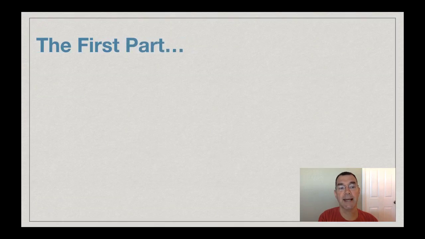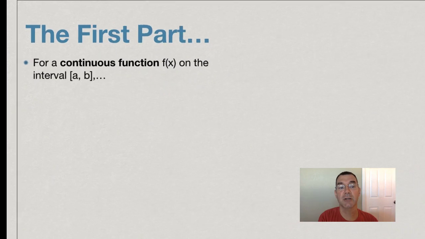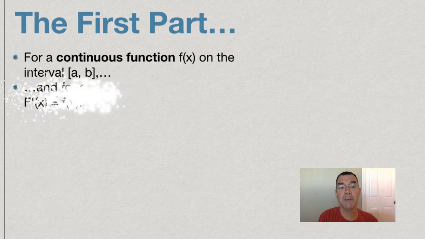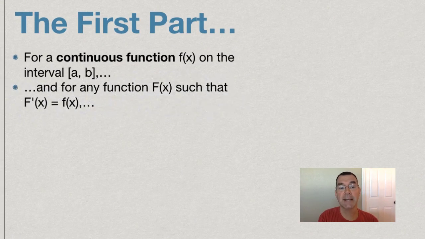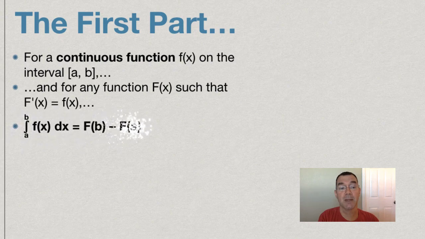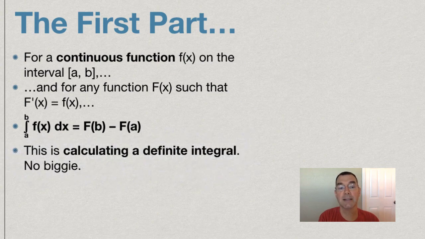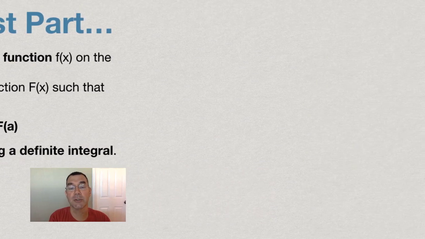The first part says that if I have a continuous function on the closed interval from a to b, then let's say there's any function, capital F of x, which would be the antiderivative of that. Then if I take the antiderivative of little f of x from a to b, then I can just use capital F, plug in b, plug in a, and subtract the results. Okay, we've seen this before. This is just calculating a definite integral, so it's no big deal.